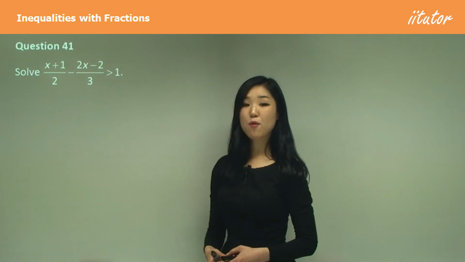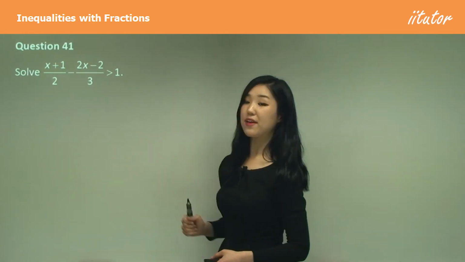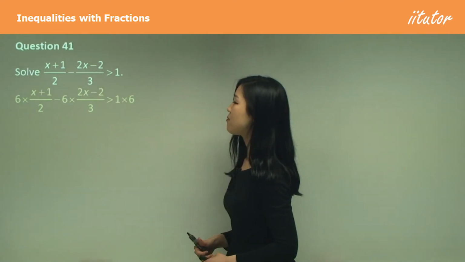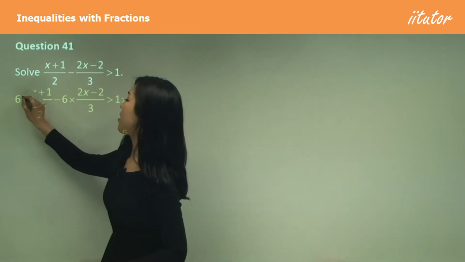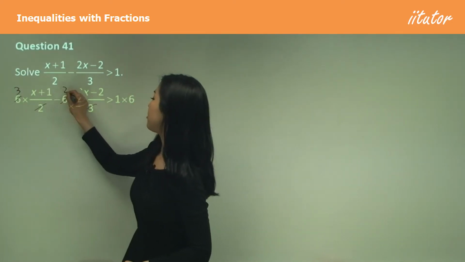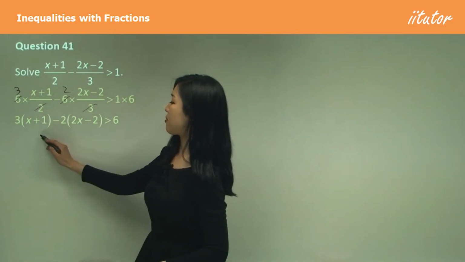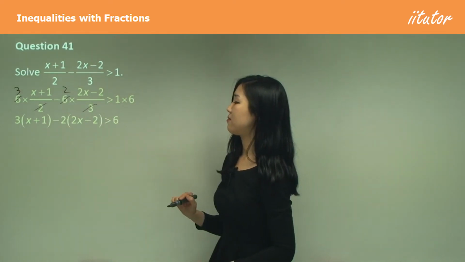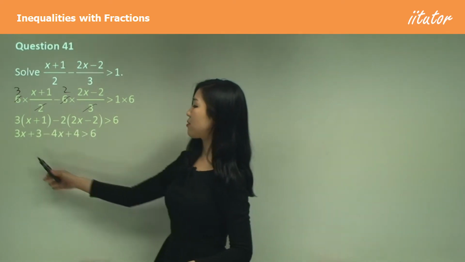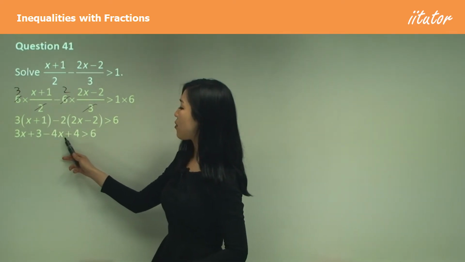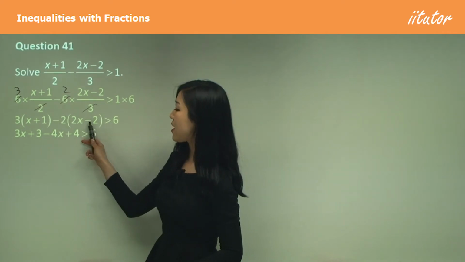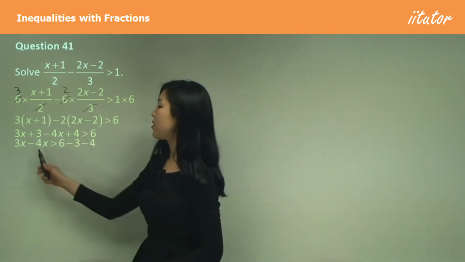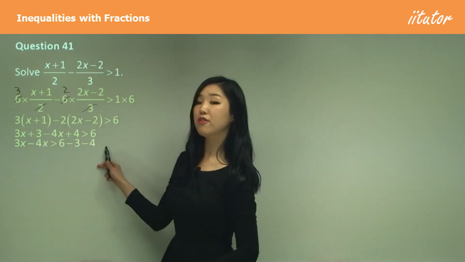Next, what's the denominator? 2 and 3. So what's the lowest common multiple? Easy, it's going to be 6. So multiply everything by 6, and you can see that becomes a 3, that becomes a 2. So we have 3 times x plus 1, negative 2 times 2x minus 2, and this side is just 6. Expand it all out. So we have 3x plus 3, negative 4x plus 4, because negative makes a positive, right? And then 6. So gather your like terms. So all the x's over here, all the constants over to the right.